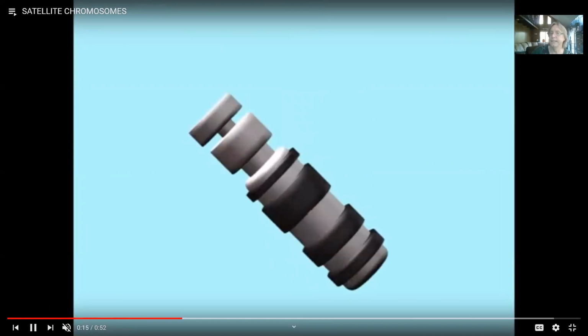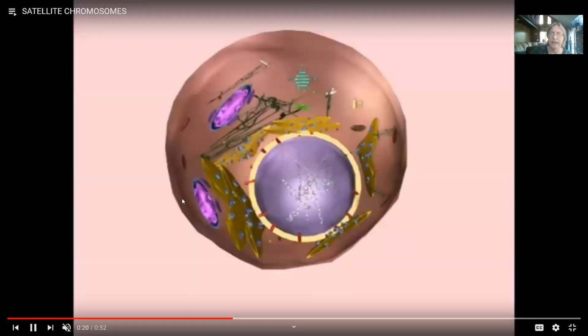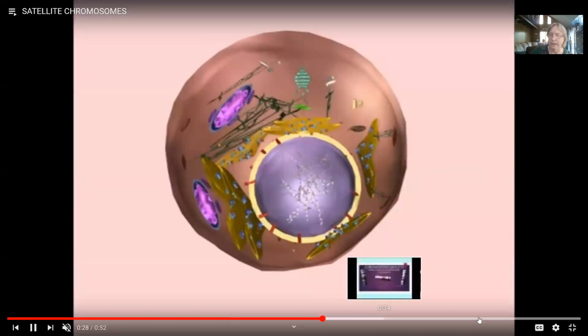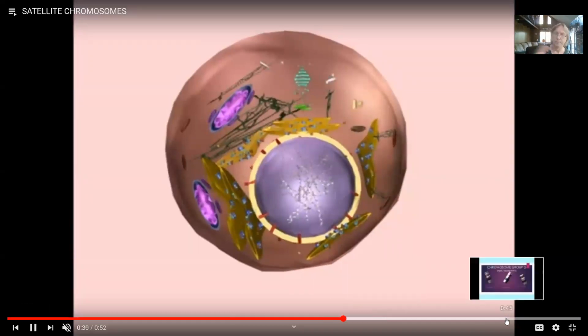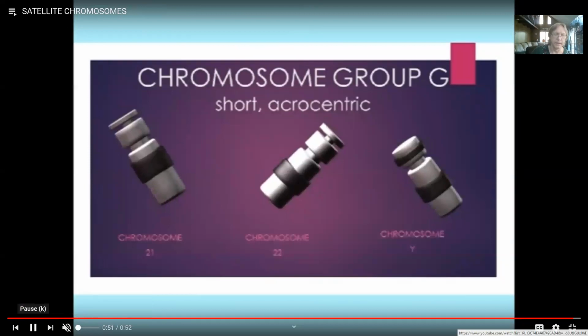So the genes here might, for example, be rRNA genes, and the formation of the nucleolus may involve satellite chromosomes. And so the satellite chromosomes can actually have a role in the structure of the nucleus.